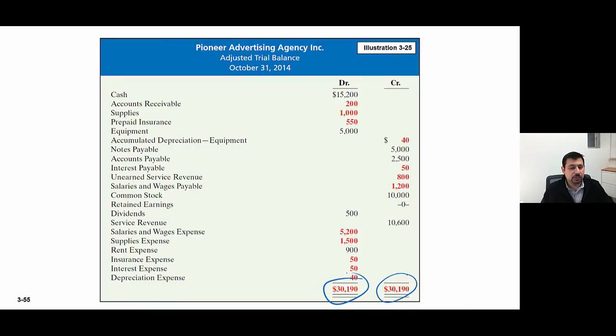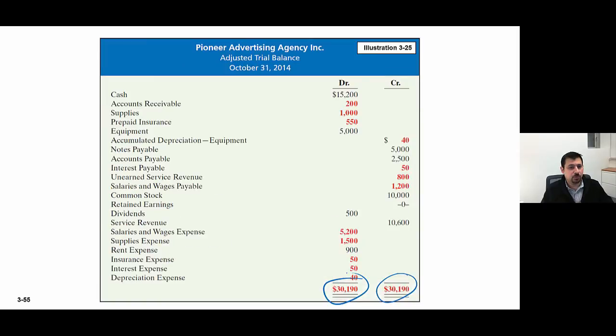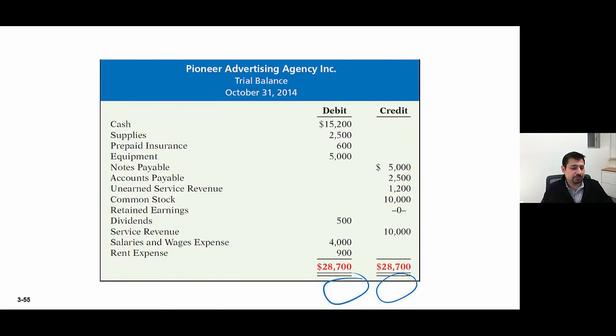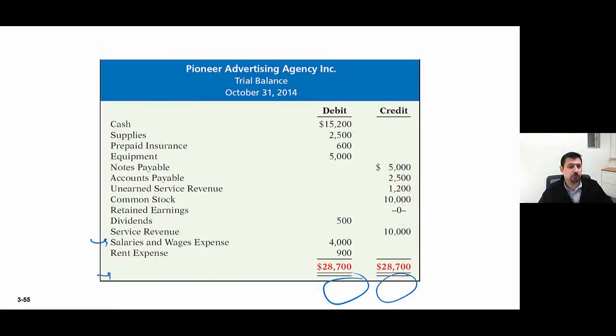And as you can see, in many cases we have more accounts here than we have in the trial balance, because certain accounts were not included there, such as accounts receivable. We didn't have any accounts receivable there. Now we do. We didn't have, for example, supplies expense, and now we have supplies expense, and the depreciation expense, etc. Those were not on the original trial balance.